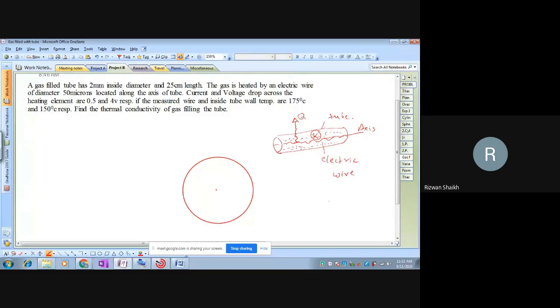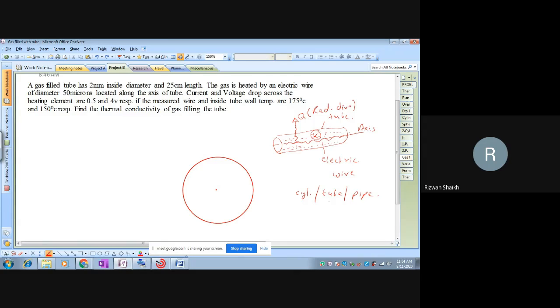Now, as I told you before also, whenever we have a problem based on a tube, cylinder, or pipe, we always draw the diagram in this manner, which means that we are considering the rate of heat flow in the radial direction. Do you remember? Radial direction. This is the rate of heat flow in the radial direction.